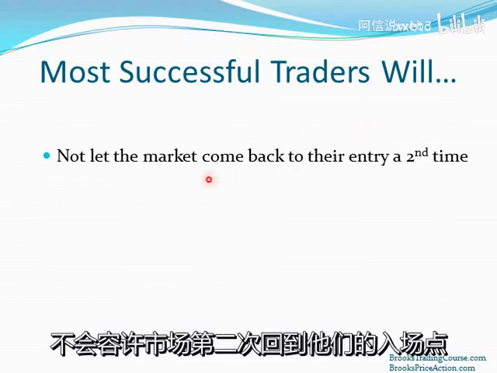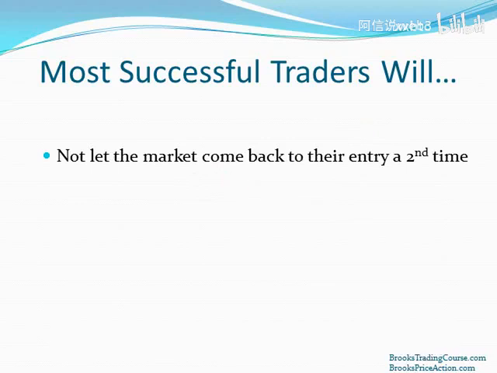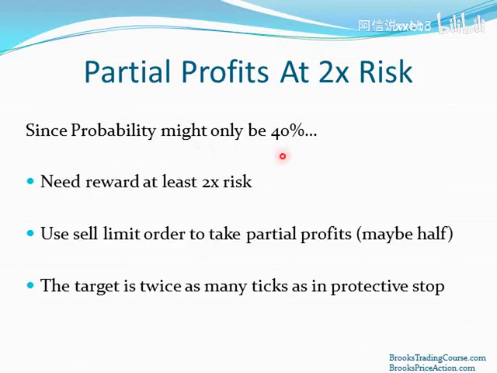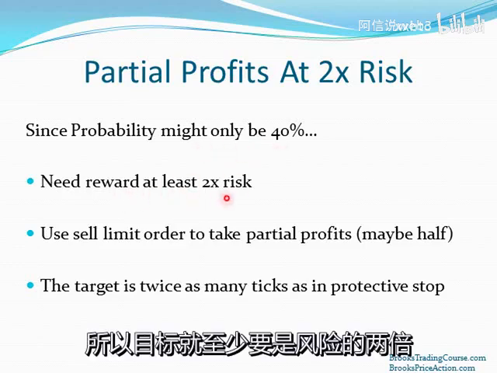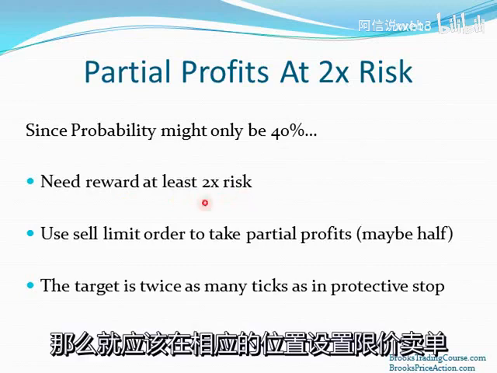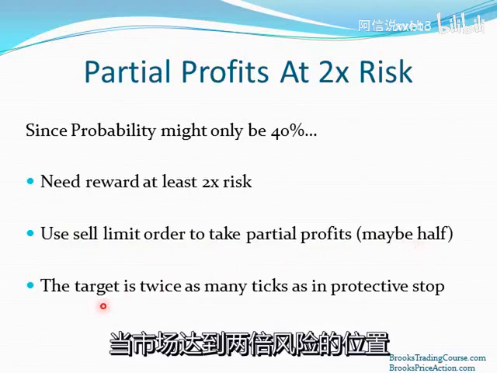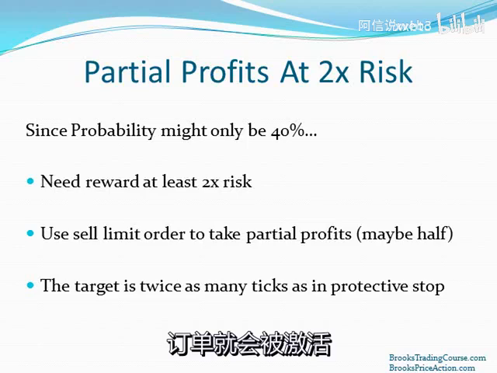Most successful traders will not let the market come back to their entry price a second time. Since the probability is only 40% or so, you need a reward at least 2 times bigger than your risk. So you place a sell limit order to take partial profits, maybe half, once the market reaches a target that is twice as many ticks as in your protective stop.